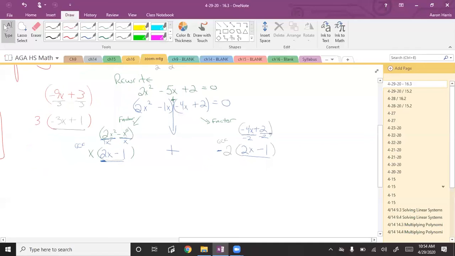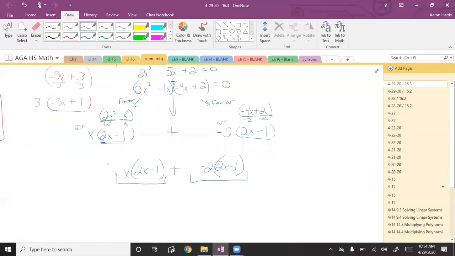Mm-hmm. So I'm going to just rewrite this just so you can see it. X times 2x minus 1 plus negative 2 times 2x minus 1. How many terms do we have? 2. What's the same in both terms? 2x minus 1. There you go. So we're going to factor again. Same way we just did. Put my empty parentheses. My GCF comes out to the left. What's the same in both terms? 2x minus 1. So that comes out here.